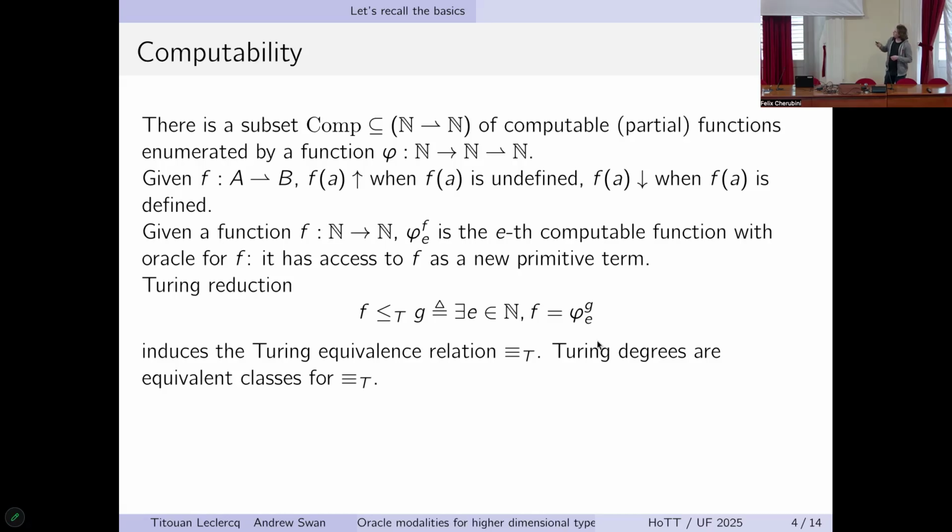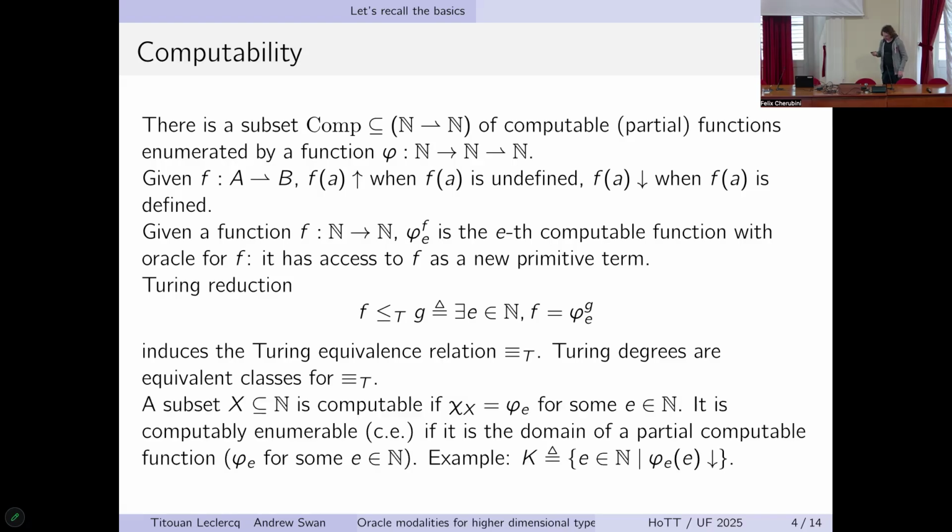For two functions, if they are reducible to each other, then we consider that they are Turing equivalent. And Turing degrees are the classes of functions which we quotient by this Turing equivalence. So it's really a notion of how strong a function is in its computational power.